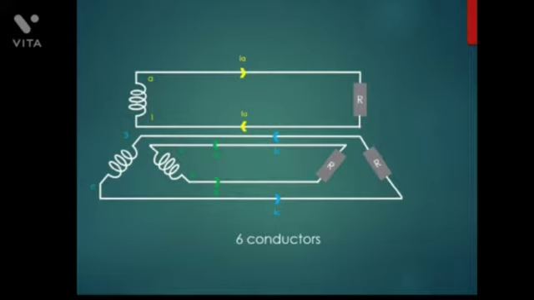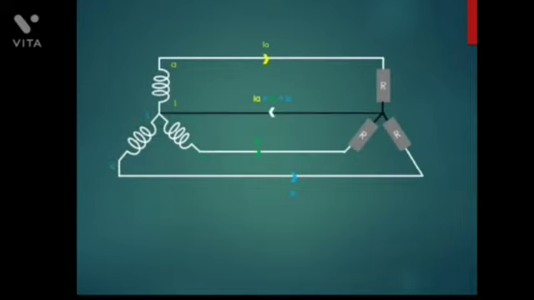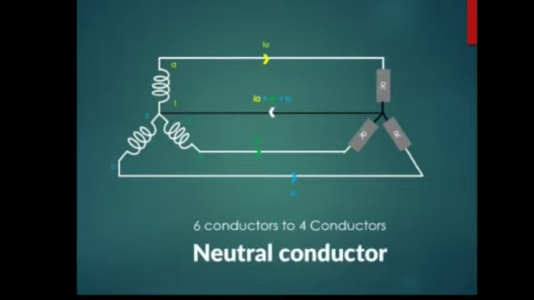But if you observe the image carefully, you will find that we can combine the 3 return conductors together to form a single return conductor. By doing this, we have saved the cost of 2 conductors, as the number of conductors is reduced from 6 to 4. And that's a great saving. Now, this common return conductor is called the neutral conductor.